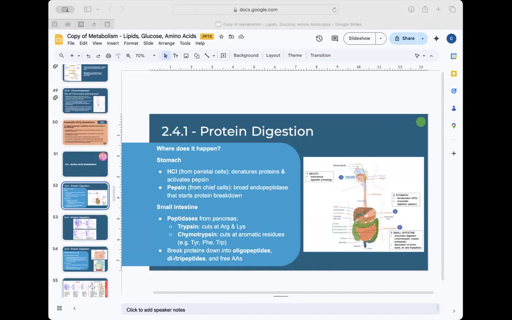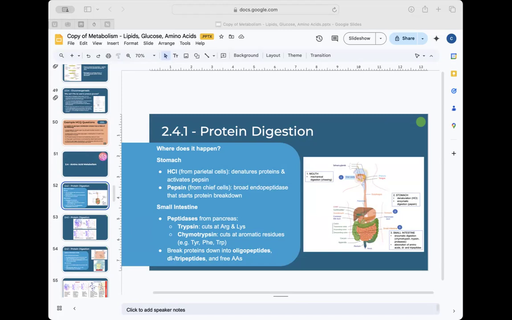Right. Protein digestion. Where is it happening? It kicks off in the stomach. Hydrochloric acid from parietal cells unfolds proteins and activates pepsin, and that's basically a broad spectrum endopeptidase that starts chopping things up.